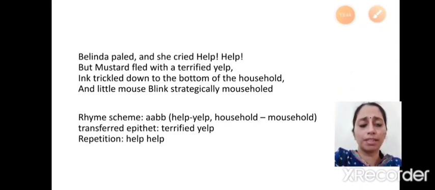Okay, so what's an epithet? It's an adjective. From its original place, it is used, actually it should have been mustard was terrified, but instead of mustard, they're using it with yelp. So it's transferred from its original place to some other word in the same line. The figure of speech is transferred epithet. Yes, we have assonance also, but like I told you before, you will jot down the examples of assonance and consonance from the entire poem.